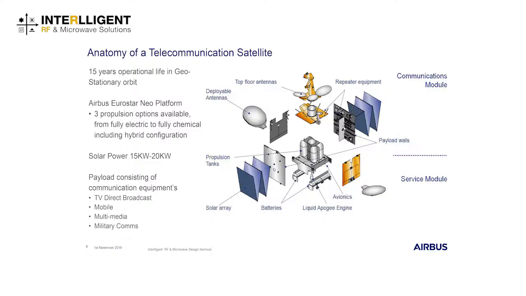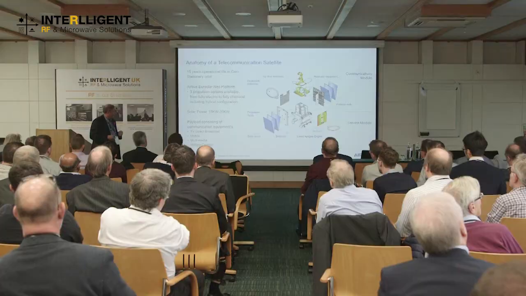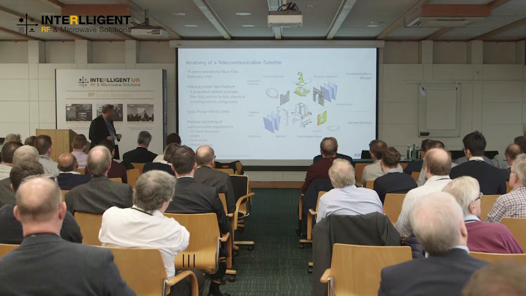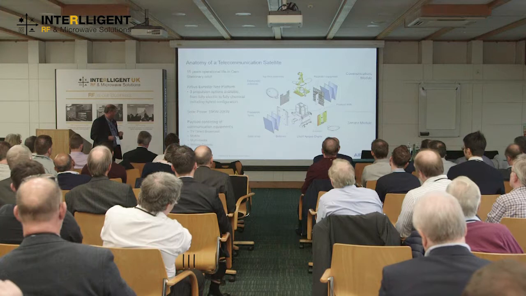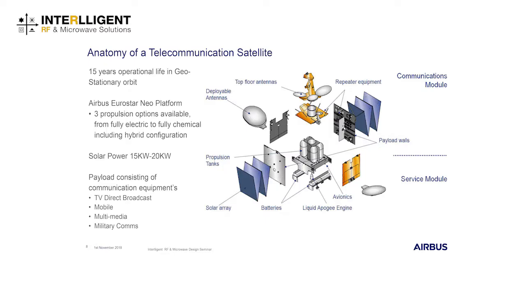More and more we're trying to move to electrically propelled satellites because that gives us a more efficient solution. It takes a bit longer to get to orbit, but it allows you to actually have bigger payloads as well. Typically for some of our large satellites, we have a basic power level of between 15 and 20 kilowatts available. And our payloads cover things like TV, direct broadcast, which is the historical area, obviously mobile, multimedia, and military communications. And there's a list of some of the basic parts.